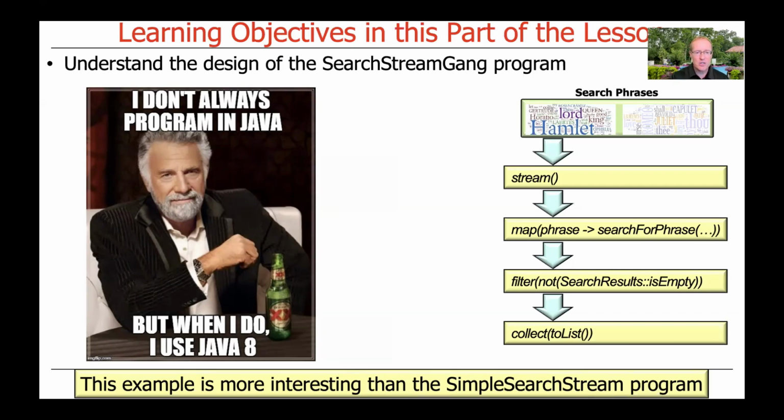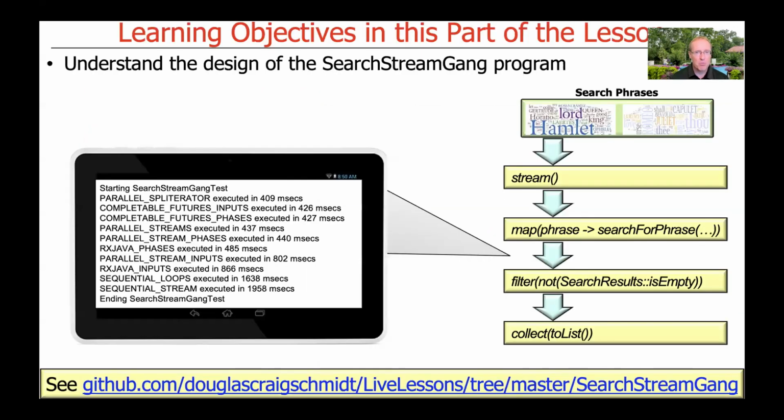And it's also going to give us a chance to talk about different performance characteristics. So as you'll see, we're going to have a whole bunch of different ways to implement the SearchStreamGang program, implementation strategies ranging from just good old loops, which is what we'll look at first, to sequential streams, which we'll look at next. That'll be the bulk of this discussion.